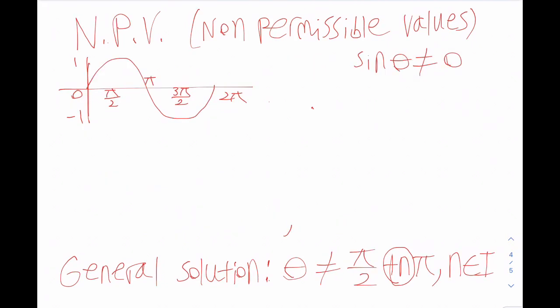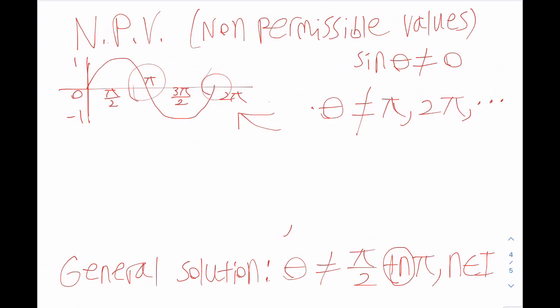Alright guys, now we're going to look at sine of theta cannot equal 0. So here we have the sine function, sine of theta, and when does sine of theta equal 0? Well, when theta is equal to pi and 2 pi. So that means that theta cannot equal pi, 2 pi, and then so on, because when theta is pi and 2 pi, sine of theta will equal 0.